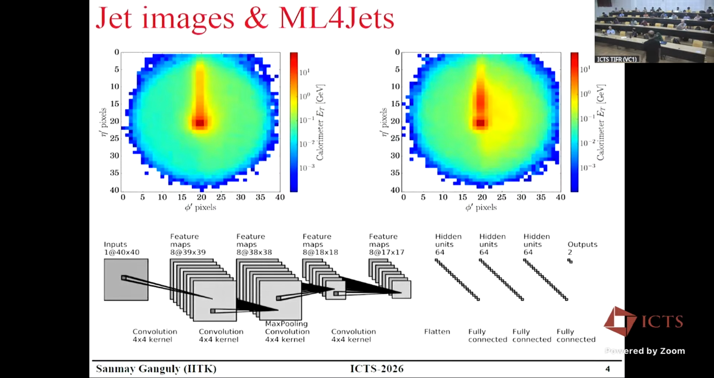Why is there a prime in eta and phi? Because these are pre-processed. These are not the absolute eta and phi, the coordinates you measure from the calorimeter. You center it around the hardest jet.